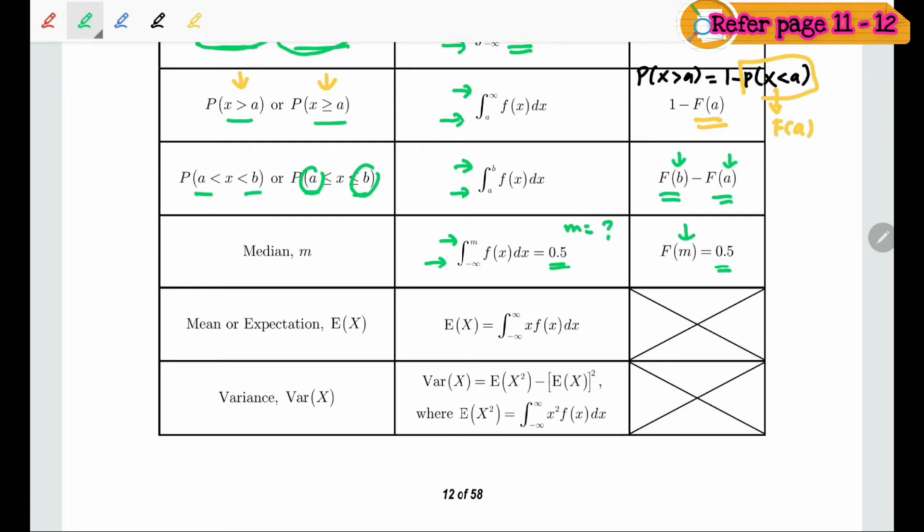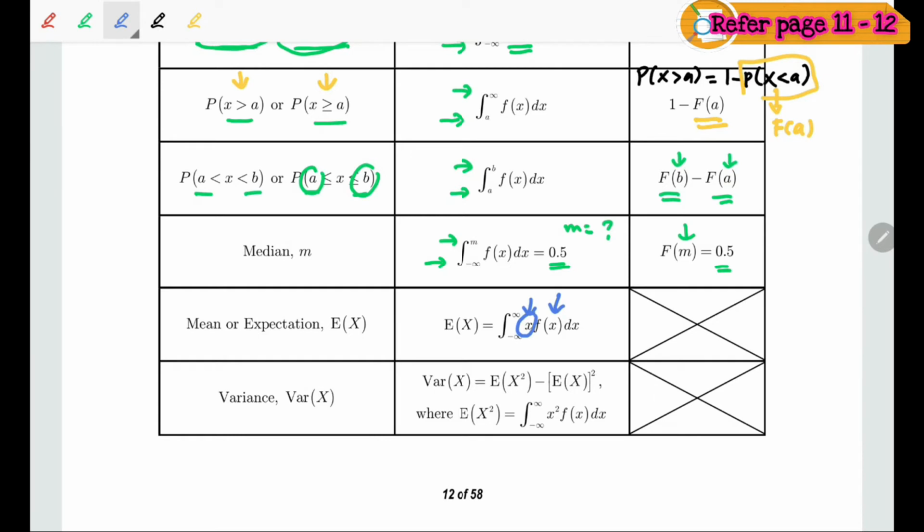To find the expected value of x, you have to multiply x with f(x). Before you integrate, you have to multiply with x. After you multiply x with f(x), you just integrate from the lowest to the uppermost limit.